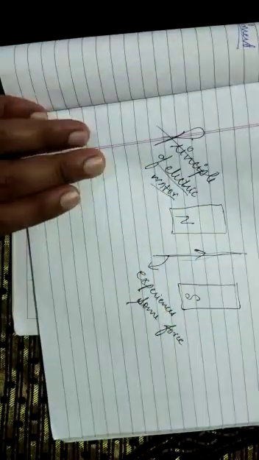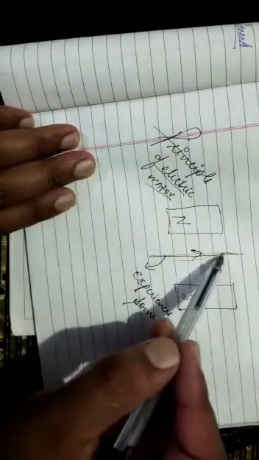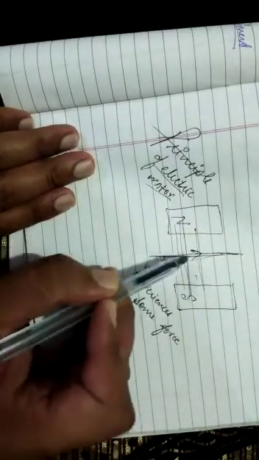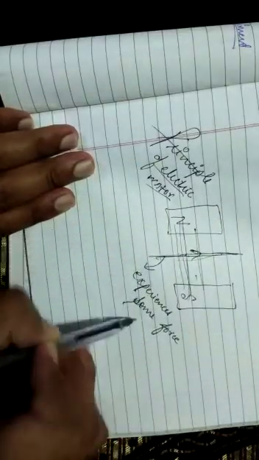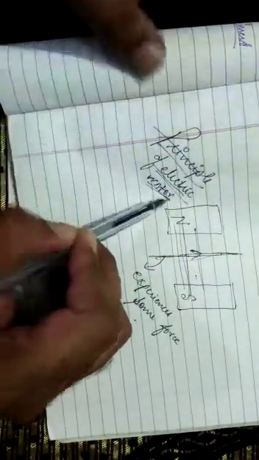If you haven't seen my previous video, please go to that first. Whenever a current carrying conductor is placed in the magnetic field, it experiences a force. So that is the principle of electric motor. Now, firstly, I'll go for the construction of electric motor.